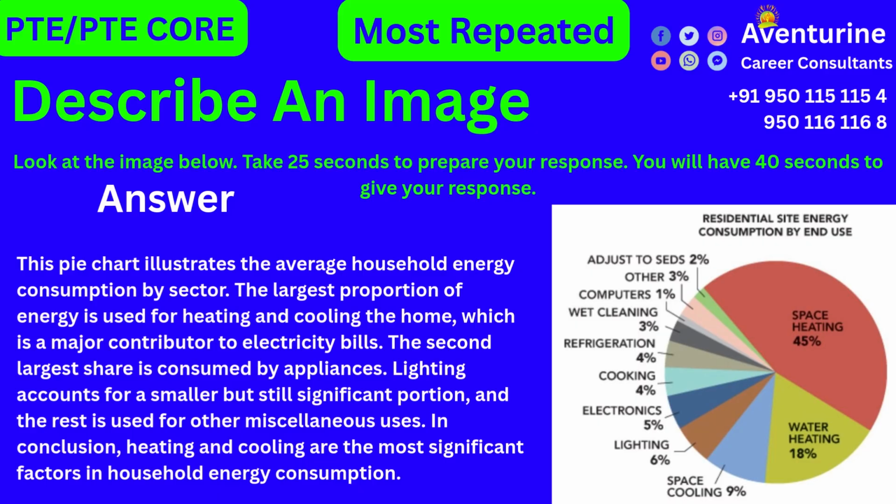Lighting accounts for a smaller, but still significant portion, and the rest is used for other miscellaneous uses. In conclusion, heating and cooling are the most significant factors in household energy consumption.